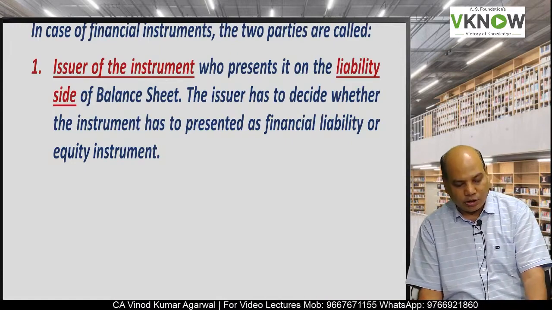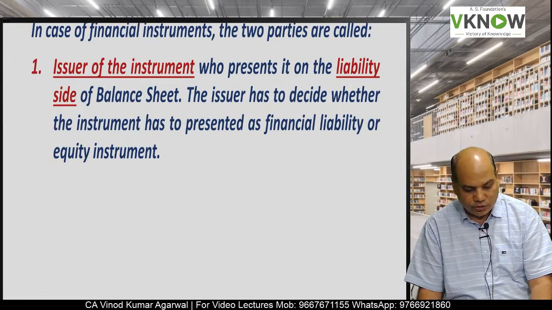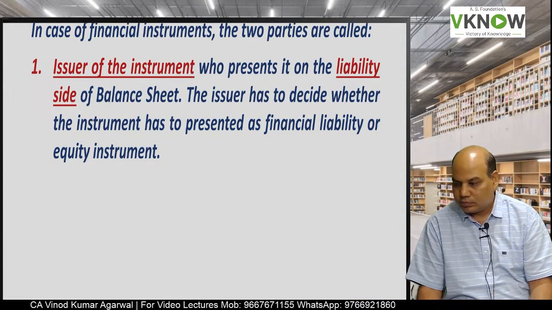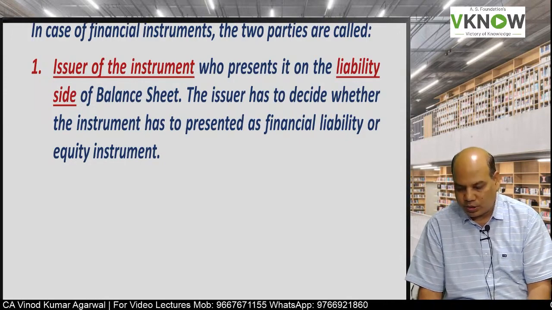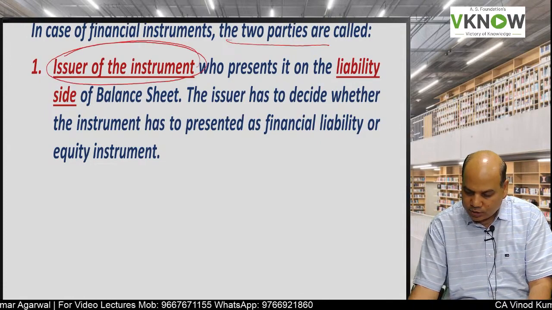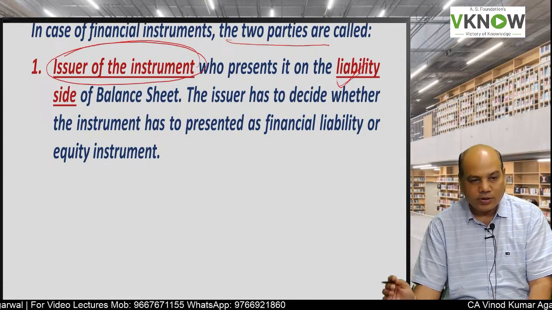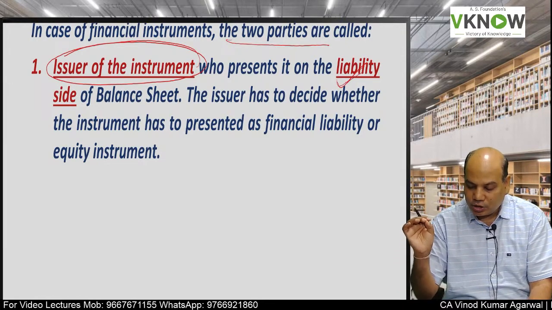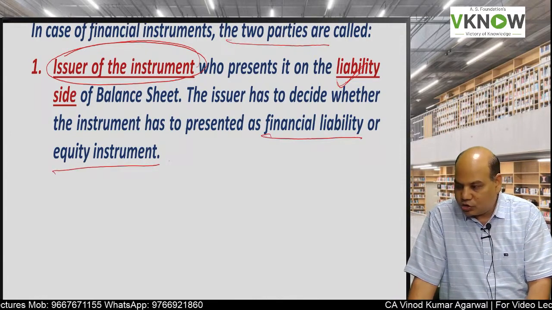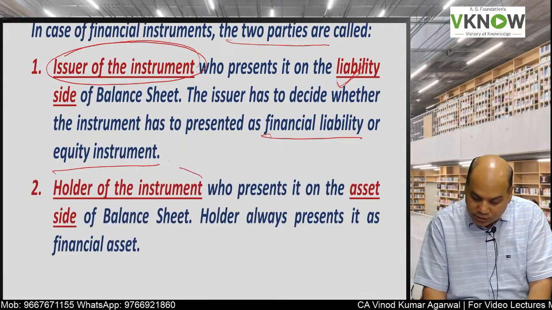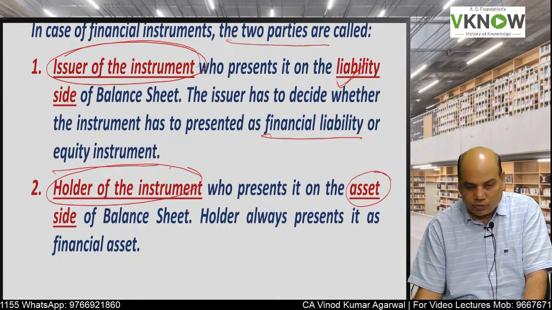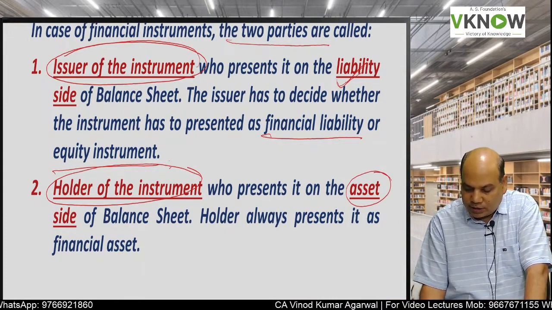In a financial instrument, there are two parties involved. Who is the first party? The first party is the issuer of the instrument. The entity which has issued the financial instrument, either it will present it in the balance sheet as liability or equity. The issuer will show financial instrument as financial liability or equity, and the second party is called the holder of the instrument. The holder of the instrument will call it as a financial asset in the balance sheet.